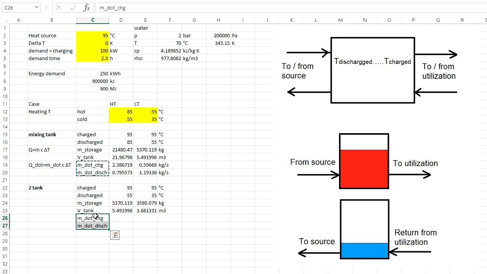And now get the mass flow rates. So during charging, it's the charging heat power divided by Cp and temperature difference between charged and discharged. .6 kilograms per second.